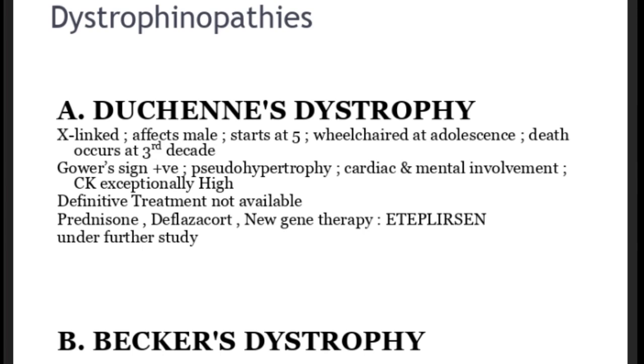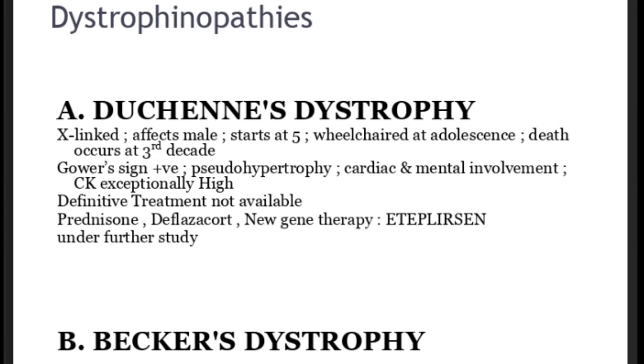Weakness is most pronounced in the proximal lower extremities, but also affects the proximal upper extremities. In attempting to rise to stand from a supine position, patients characteristically must use their arms to climb up their bodies, which is called Gower sign. Pseudohypertrophy of the calves caused by fatty infiltration of muscles is common. The heart is involved late in the course, and mental retardation is a frequent accompaniment, and serum creatine kinase levels are exceptionally high.